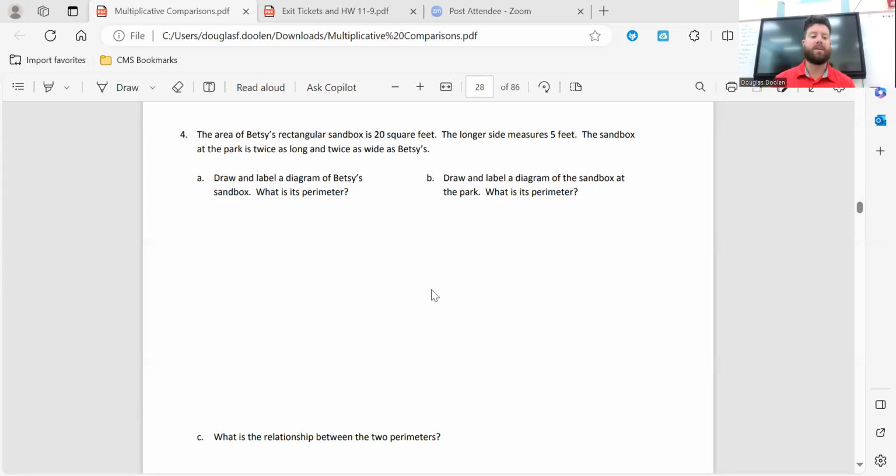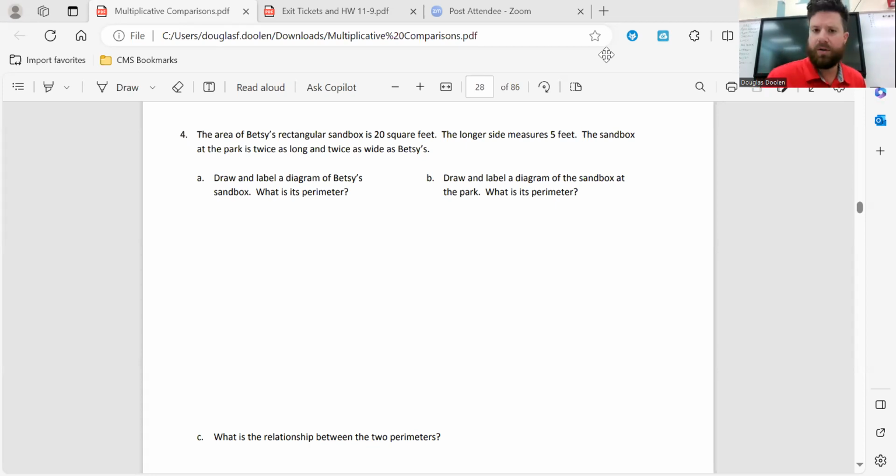Good. Okay. And I need to see work on it. Nothing in your head. I need to see the work. That's mandatory. Okay. Where's my annotate? Annotate. There we go. The area of Betsy's rectangular sandbox is 20 square feet. The longer side measures 5 feet. The sandbox at the park is twice as long and twice as wide as Betsy's.